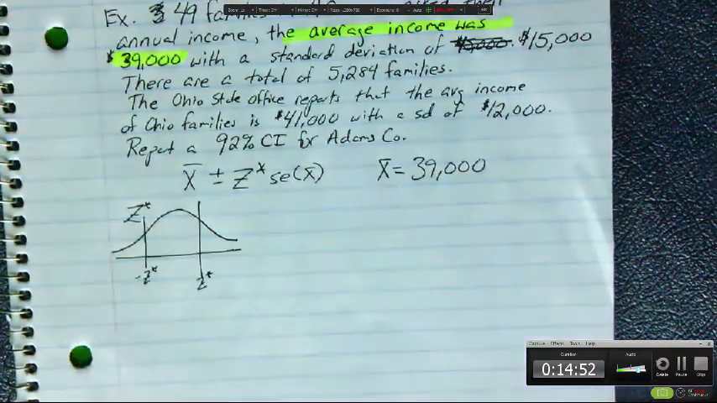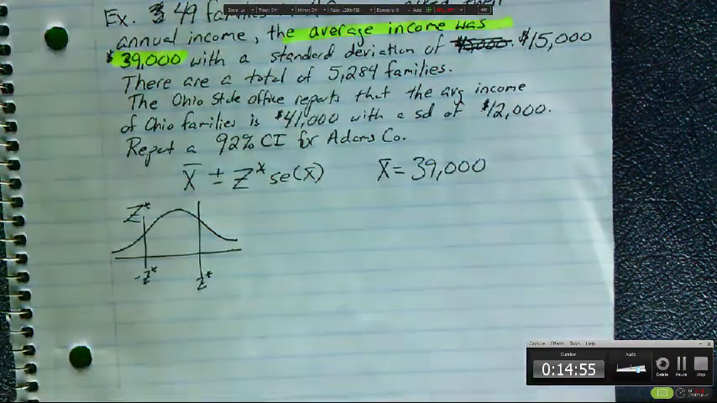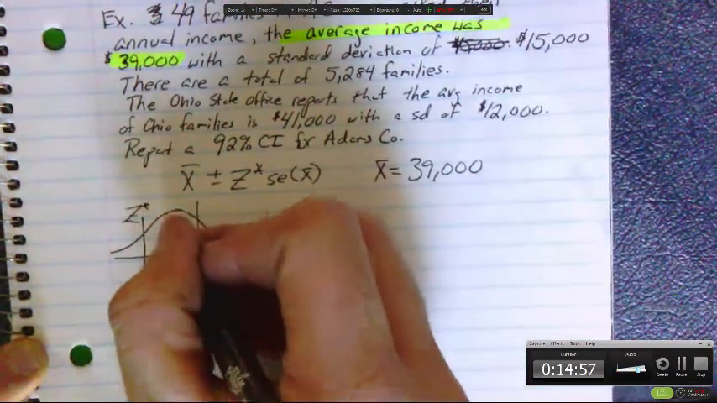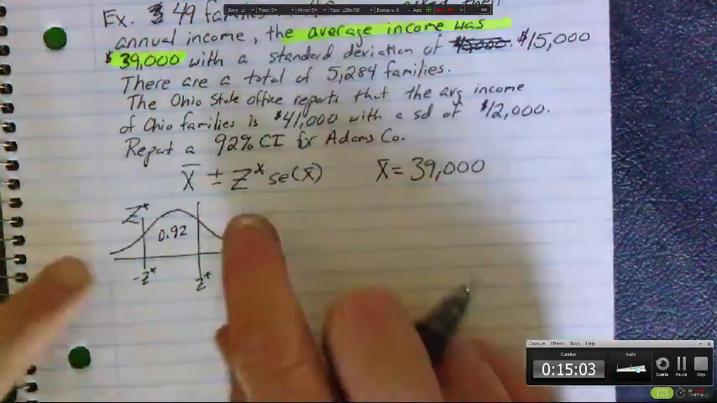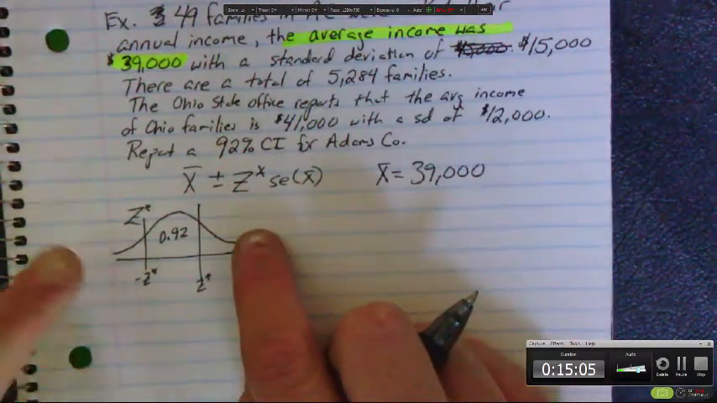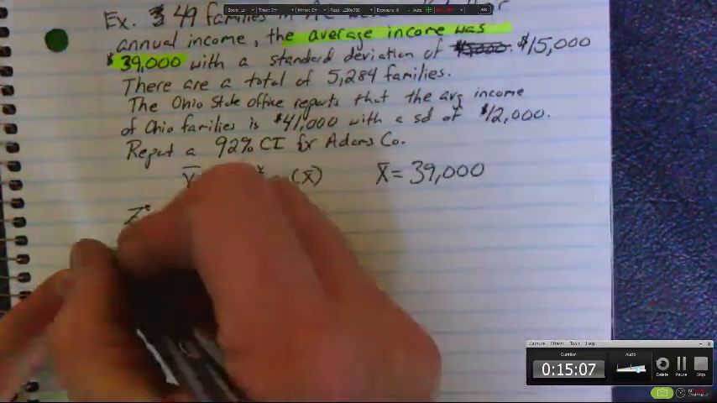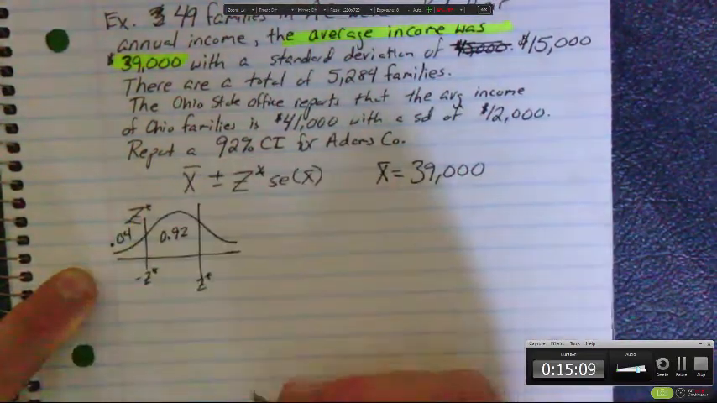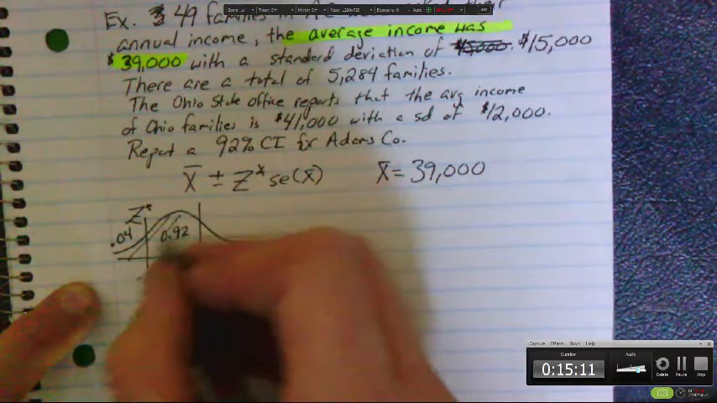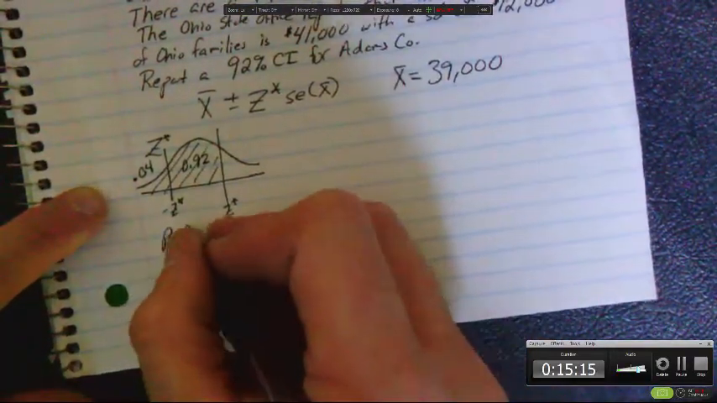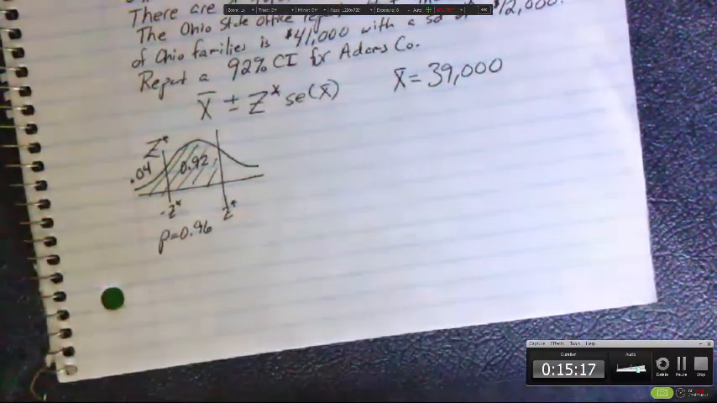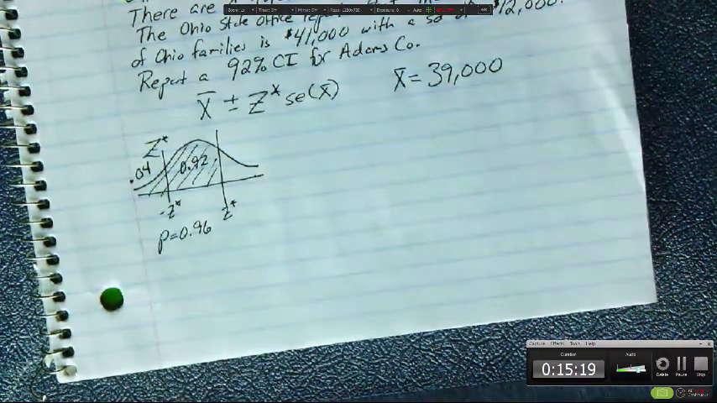How much data are we wanting to fall between those two? 92. If 92% of data is between them, how much is on the outside? 8. That means each of these makes up a total of 4%. So 0.04. So in terms of p-value, what's the p-value? 0.96.